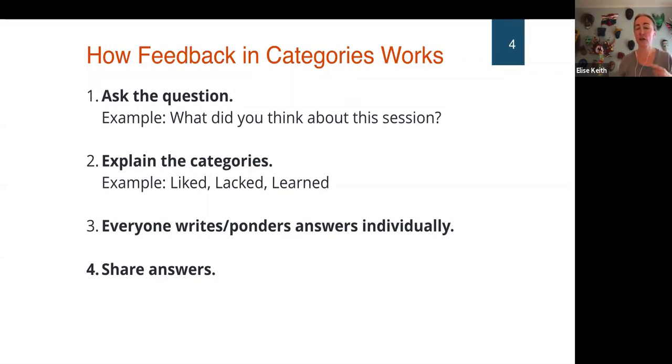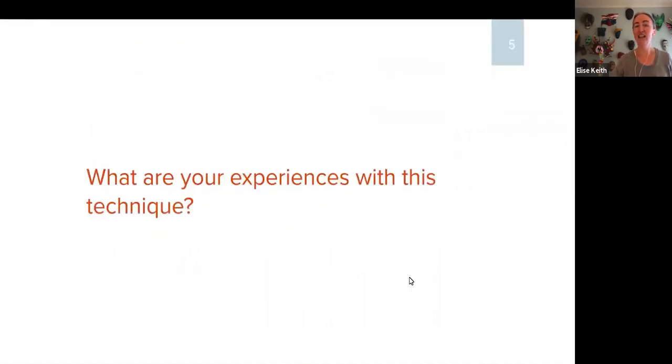This technique is used often in brainstorming and retrospectives. Does anybody else have examples of where they may have used a technique like this, or variations on it, that they would be willing to share? No one? Amy, I know for a fact that you have used techniques like liked, lacked, and learned. What's one of the variations we've used in our retrospectives?